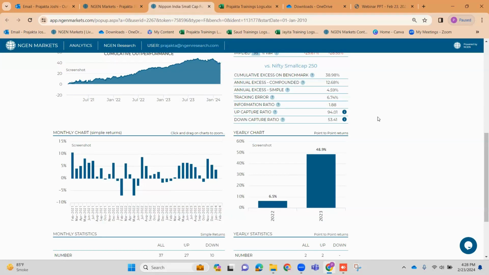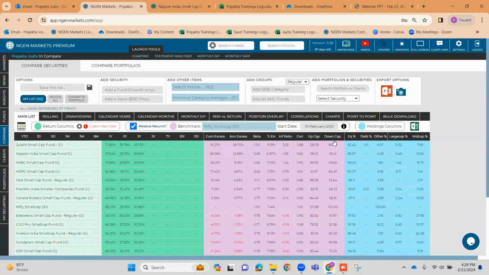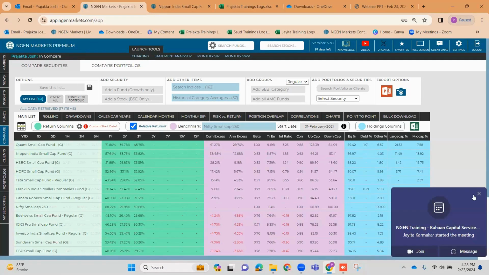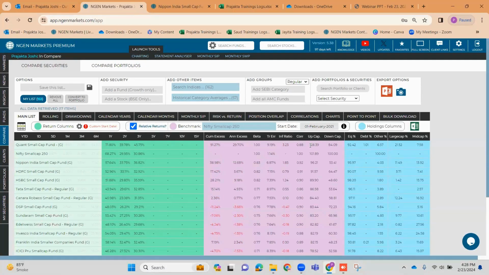So the lower the down capture ratio is, the more desirable it is if you're looking at better resilience, right? Now let's come back to this list. Once this logic of up capture and down capture ratio is clear, let's sort this. We know now that the higher the up capture ratio is, the better, right? So let's sort this from high to low. In this case, look at that. The fund which has the highest up capture as compared to the benchmark is a quant small cap fund, right?